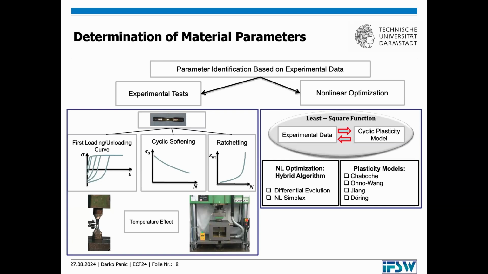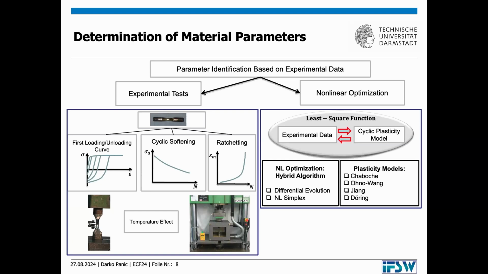Okay, the right side shows you the least square function and the optimization method I used. It's based on the experimental data, of course, and the cyclic plasticity model or the simulation data. Therefore, I applied here a novel hybrid algorithm, which is very fast as a hybrid, because I use two optimization algorithms in one optimization program.